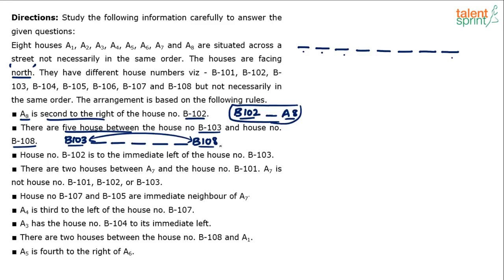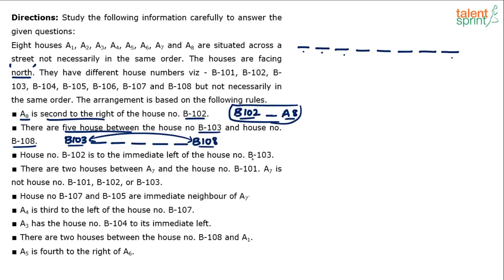But is 103 on the left of 108, or is 108 on the left of 103? That is not known to us. So it will result in 2 possibilities. 103 on left and 108 on right, or 108 on left and 103 on right. Right? Move to the next point.